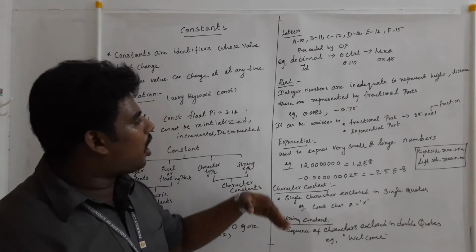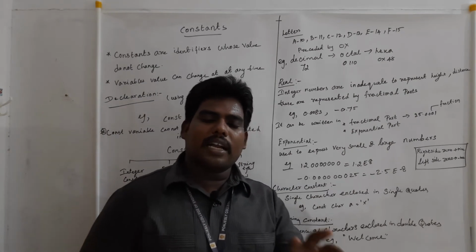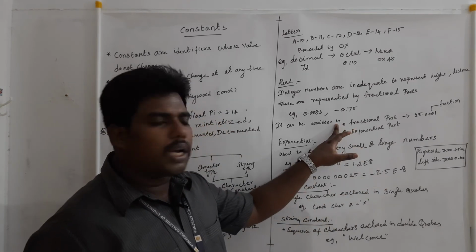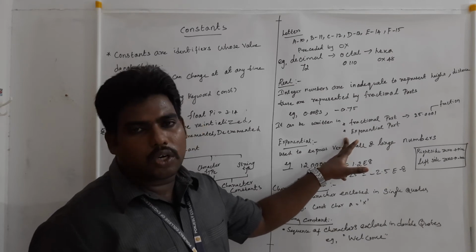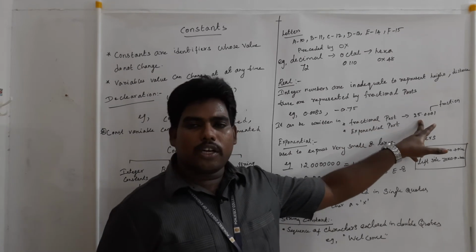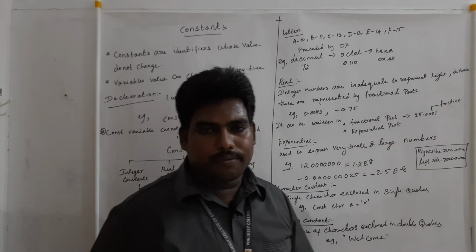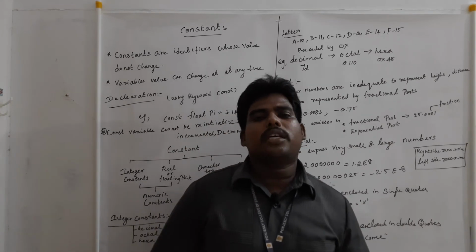Again, real or fractional or floating point is represented in two ways. One is fractional part representation, another one is exponent. Exponent is the scientific notation and this is the pointed notation. See, 25.0001, this is the fraction. Then what is the need of the exponent part? We say it is a scientific notation.